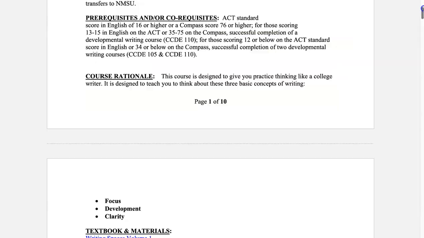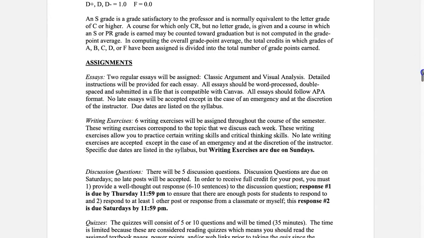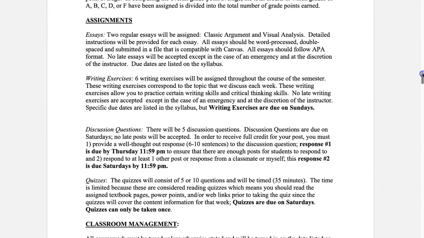So, moving on, I want to talk briefly about the assignments. So, as I mentioned earlier, we have 2 essays. Make sure that you read the instructions for each one. We have 6 writing exercises. The instructions are listed for each writing exercise. Writing exercises are due on Sundays by 11:59 p.m.